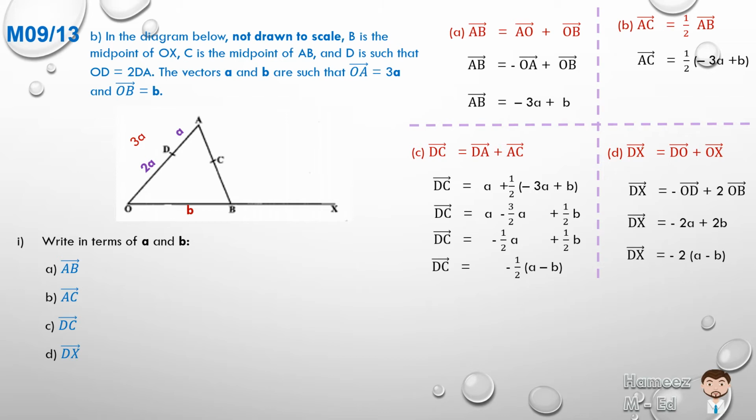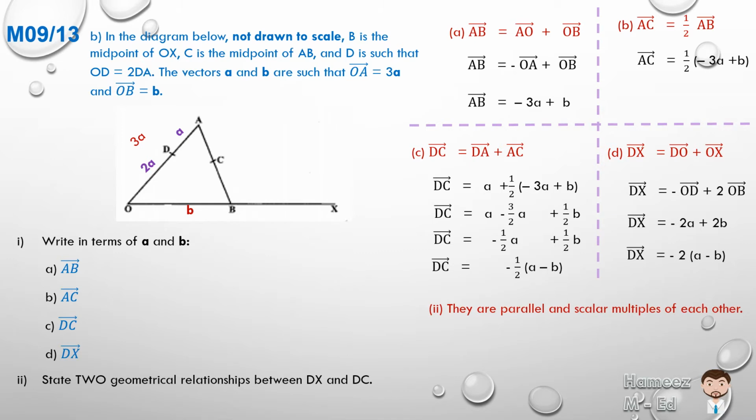Now let's look at part 2. State 2 geometrical relationships between DX and DC. Well, if we look at DX, we got minus a half a minus b and minus 2 times a minus b. So it means that both of them are parallel and they are scalar multiples of each other, meaning they're heading in the same direction except one is a multiple of the other, or an enlargement of the other.